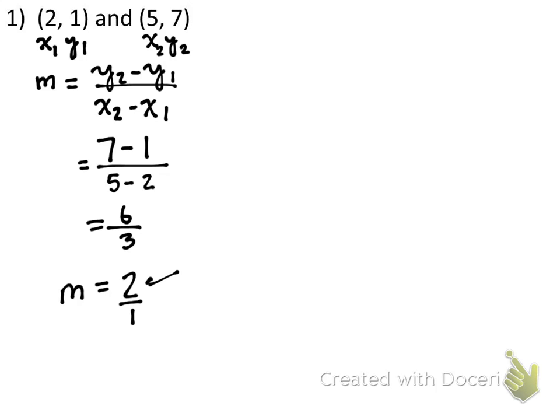The top number represents the rise. The bottom number represents the run. Okay, that's number 1. Again, they gave me 2 points, so I didn't have to pick anything. We identified x1, x2, y1, y2. Then we substituted these values into the formula and solved for it, and then we simplified and left our answer as a fraction. Okay? Pencils down still.